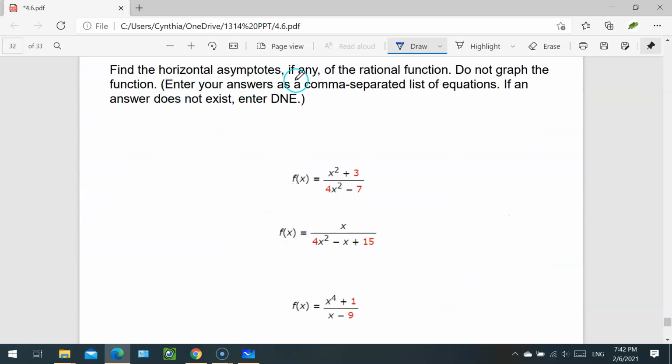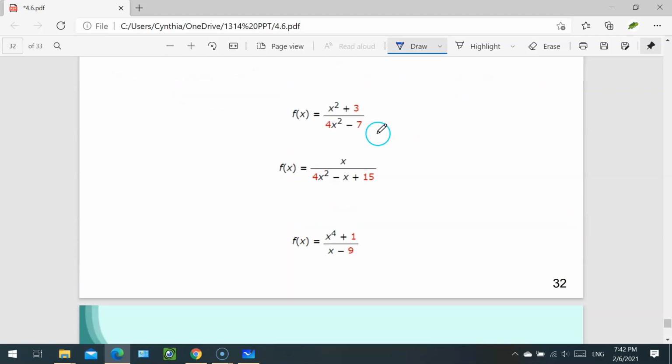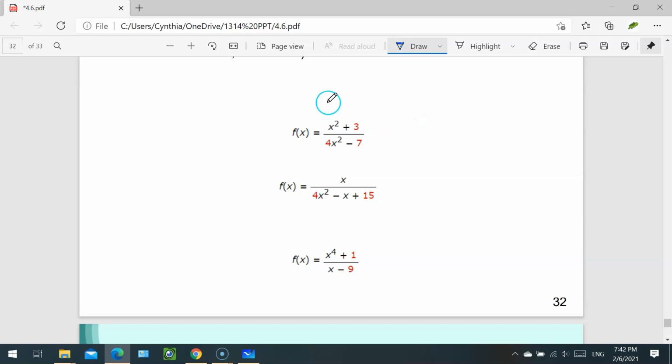Finding the horizontal asymptote, if any, of the rational function. So we do practice with this one. For the horizontal asymptote, we compare the degree powers, right? So this horizontal asymptote is at y equals 1 over 4 because the degree power is the same. In this one, the degree power of the numerator is less than the denominator, so your horizontal asymptote is at y equals 0. For this one, there's no horizontal asymptote.